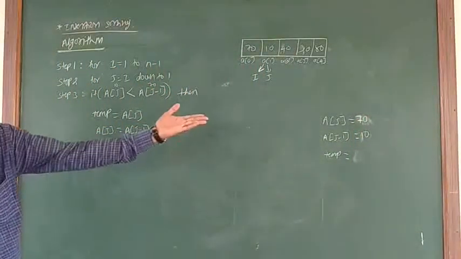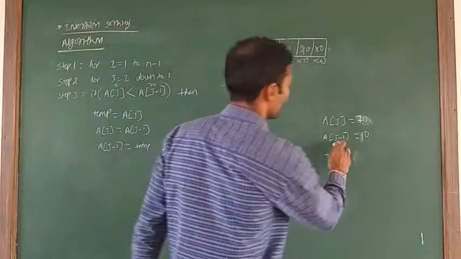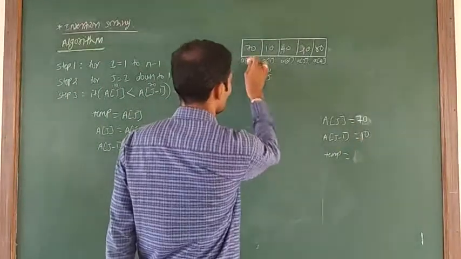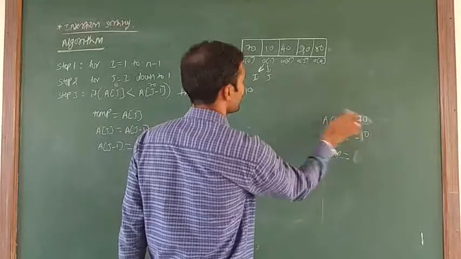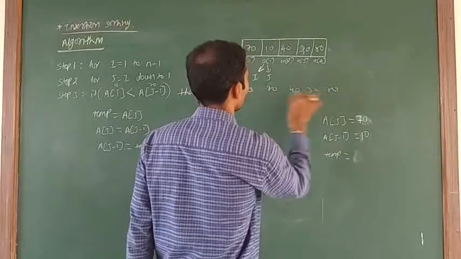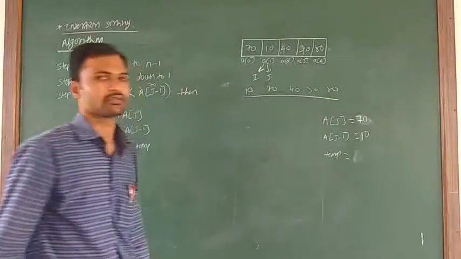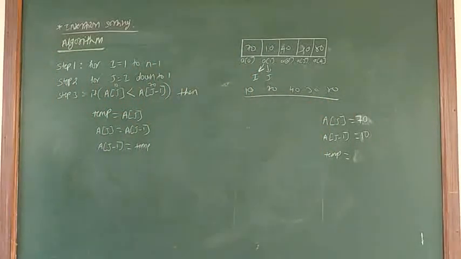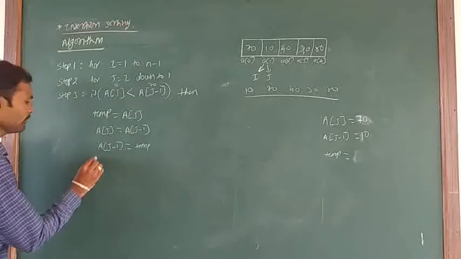Temp is 10, it becomes a value. Now A of j minus 1 is a 10. A of j is 70, 40, 30, 80. So one step is over. Okay. So right here is the end of it.